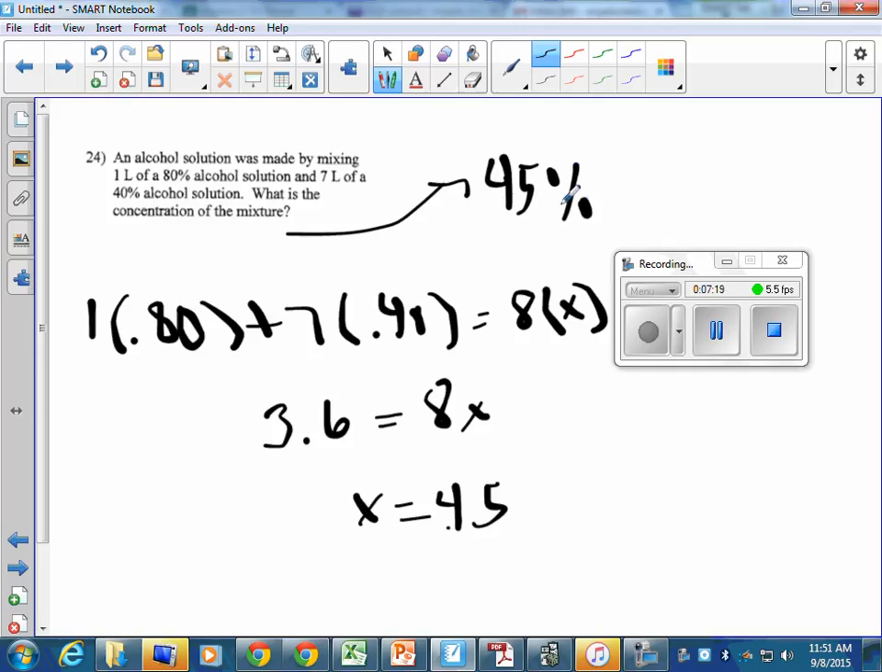All right, I'm going to pause it right there. That's how to do problems 19 through 24, which all have to do with mixing some things together. The last problems have to do with distance, so I'm going to save them and put them on together.